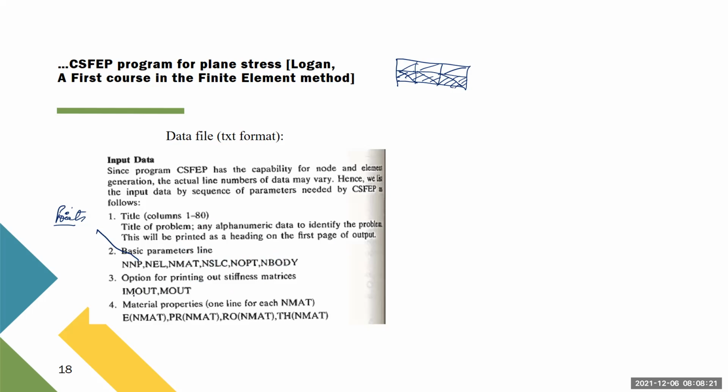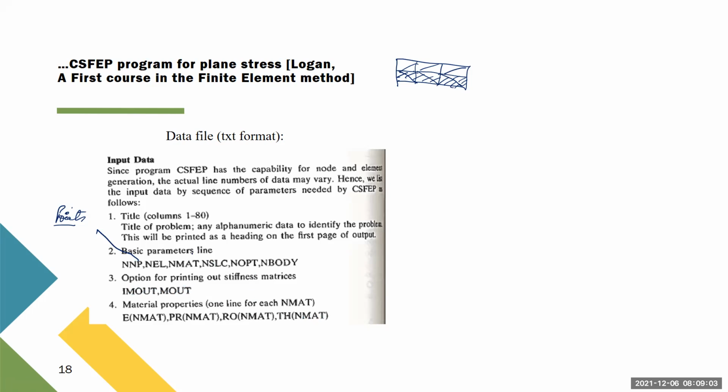This is print out options. You have two values here, in and M out. If you put here a 1 or something different than 0, in that case you will have the stiffness matrix of every element printed in the result file. If you have a 1 or a value different than 0 for the second variable, you will have the complete global stiffness matrix printed in the result file. So expect a lot of information, a lot of numbers.